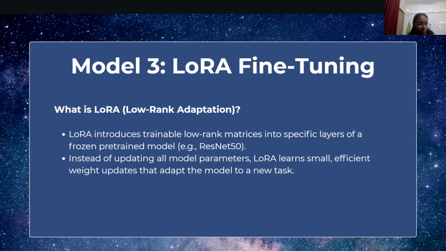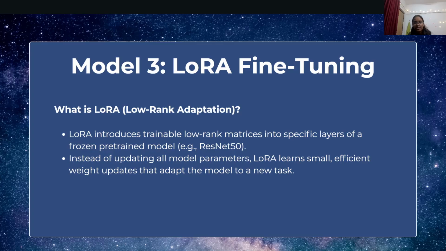LoRA has been widely used in large language models and image generation models, but it's still quite new in computer vision applications like galaxy classification. That's why I'm doing this project. So in our project, we are exploring how well LoRA performs compared to standard fine tuning when applied to ResNet50 for galaxy image classification. This not only demonstrates LoRA's efficiency but also tests its adaptability in a domain that's less explored in AI astronomy.